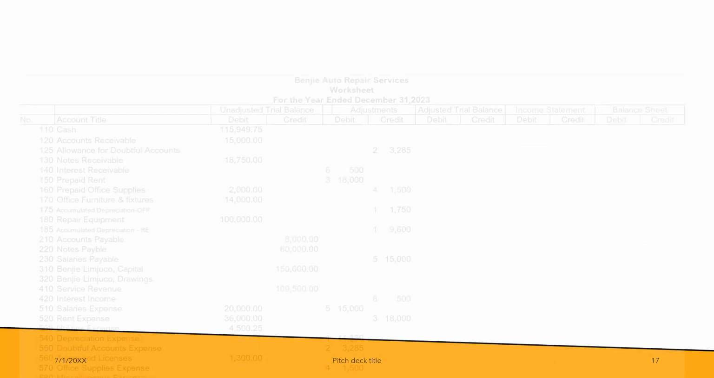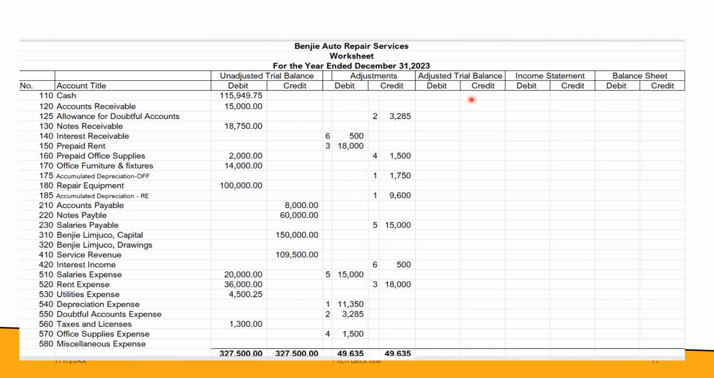Let's move on to the next column of the worksheet, adjusted trial balance. For this column, you will just incorporate the adjustments column and the unadjusted trial balance. For example, for cash, since there's no adjustment, this amount 115,949.75 will be extended to the adjusted trial balance debit column. So that's also 115,949.75. How about accounts receivable? There's no adjustment, so we will just copy the amount under the debit column, 15,000.